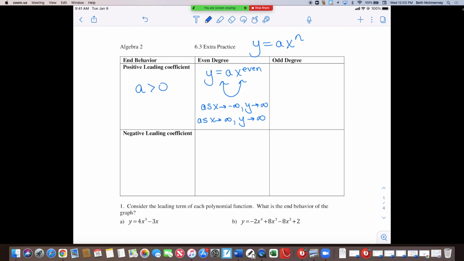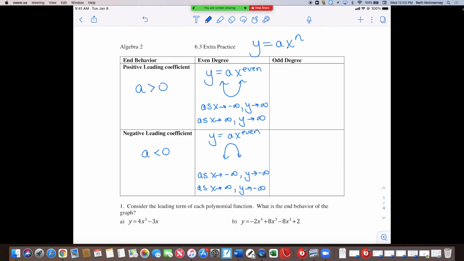I'm going to go down the column because I think it makes a little more sense this way. If the leading coefficient is negative when I have an even degree, this flips it upside down. So both of those are going down. And this really is not new. We're just taking this and applying it to all even powers.